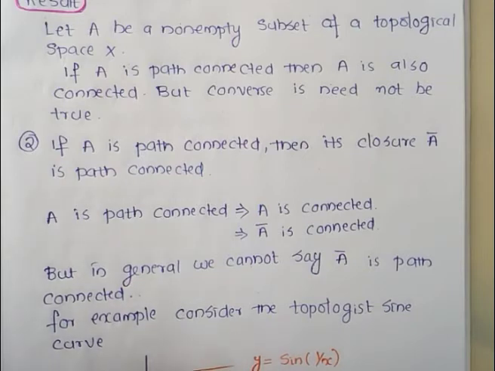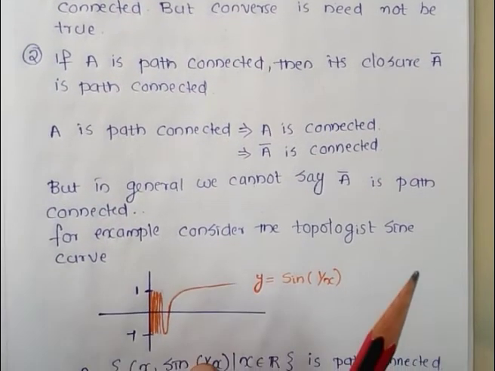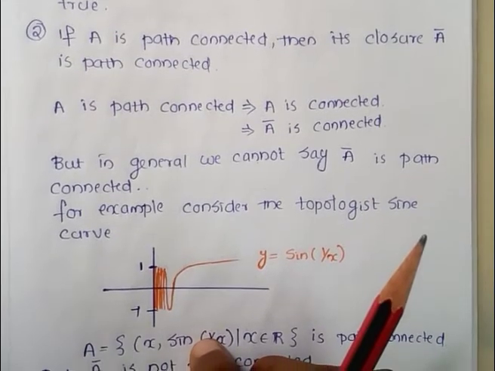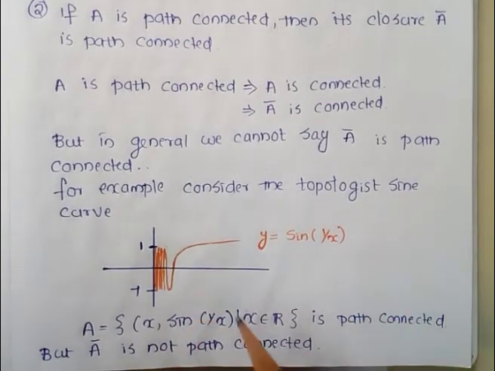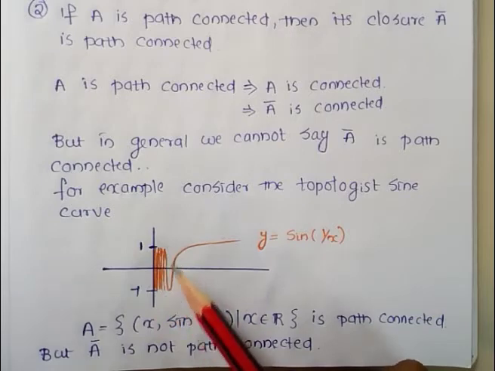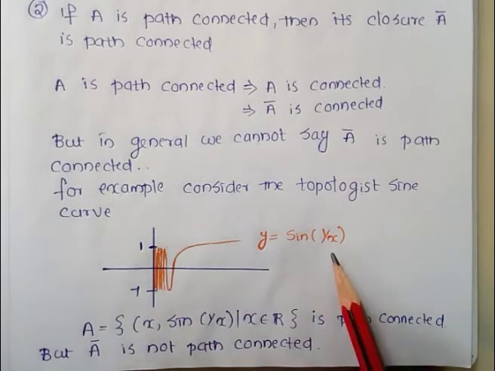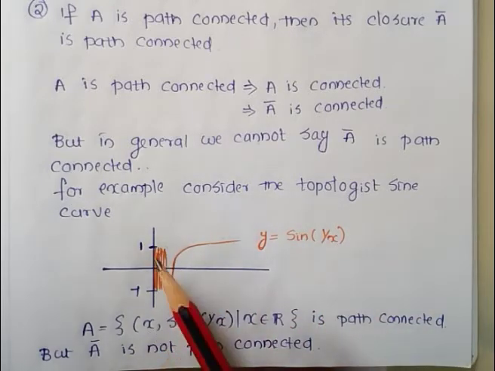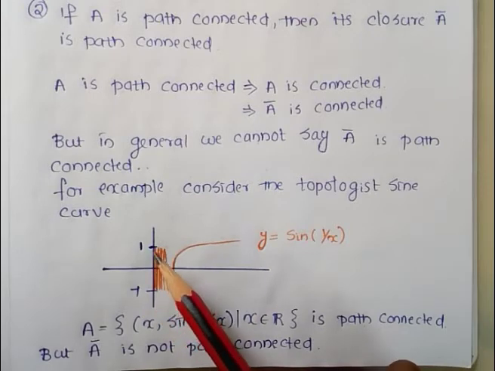For verifying, we take just an example. Consider the topologist's sine curve. The topologist's sine curve is like this: y equals sine of 1 by x. In a neighborhood of 0, the curve oscillates many times between 1 and -1. So this curve is connected, but it is not path connected, because in A the region between 1 and -1 on the y-axis is not included here.